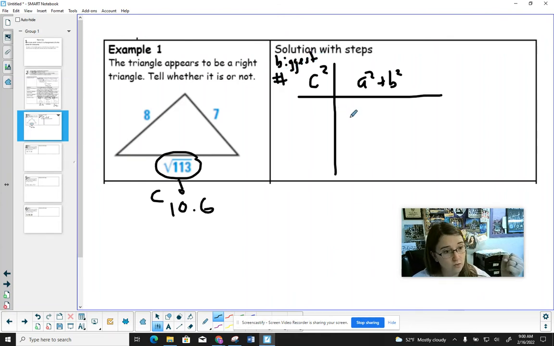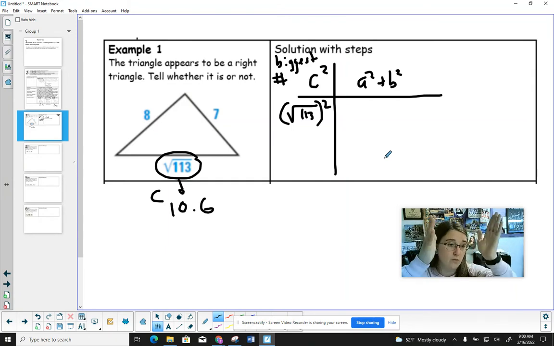Now we have to be careful though. It is not just a plus b equals c, right? It's a squared plus b squared equals c squared. So my c is the square root of 113. I'm going to put it here in parentheses, and I need to square it. Because again, just c is the square root of 113, and I need c squared. So I'm going to leave that there.